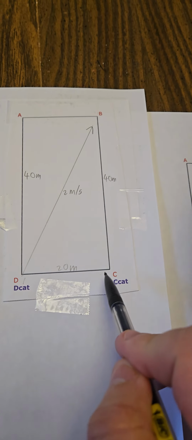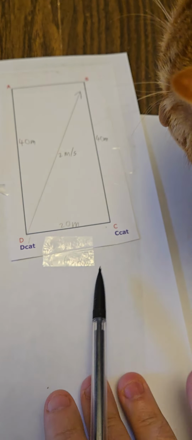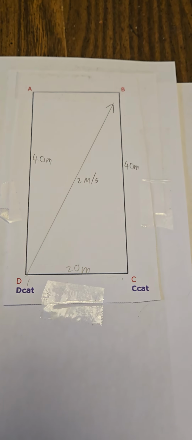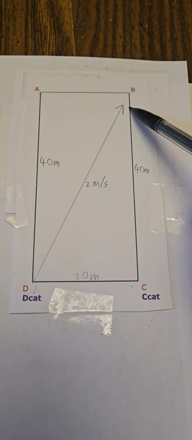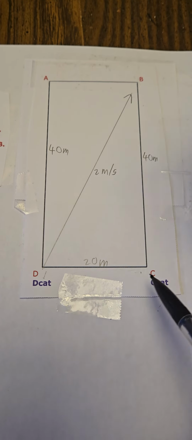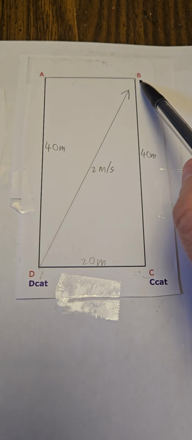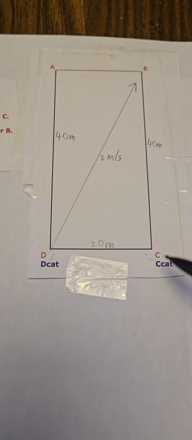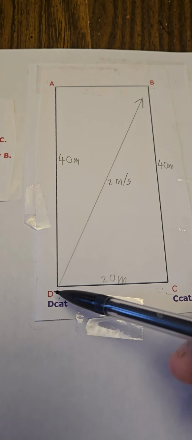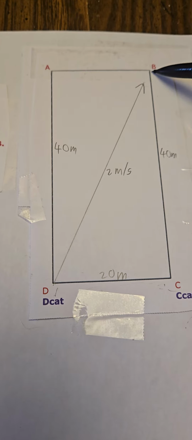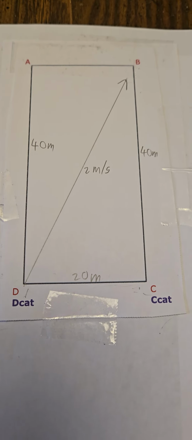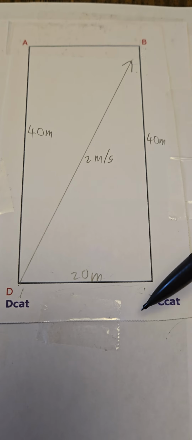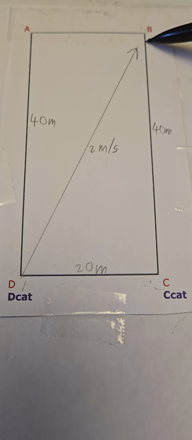Okay, it's 20 meters across and 40 meters up. Someone puts food in the corner of this room. The second the food is placed there, both the ginger cats immediately run to this corner. We'll call this one D cat and this one C cat. D cat runs at 2 meters per second from this corner to that corner. The question is, what speed must C cat, the other ginger cat, do to reach the food at the same time?